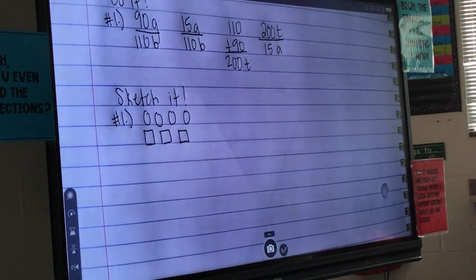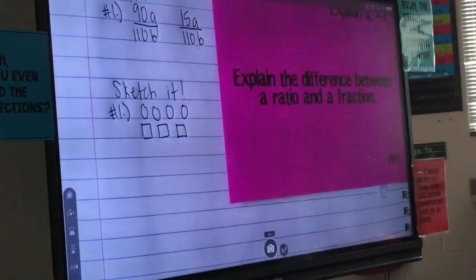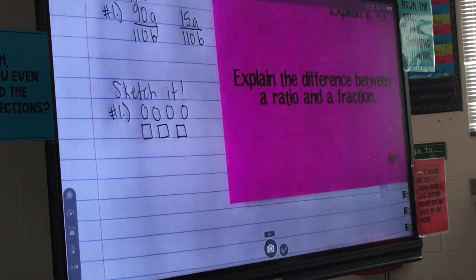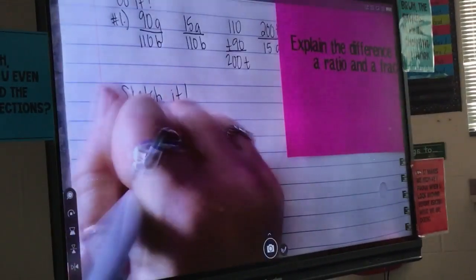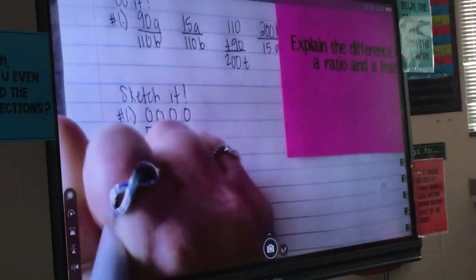So that last one is the explain it, which is probably going to be the most difficult for us because what do you think explain it means? Okay. Not just show your work, but also possibly writing an explanation using words. All right, so again, we're going to do the number 1. So you're going to label this section, explain it. And we're doing number 1.